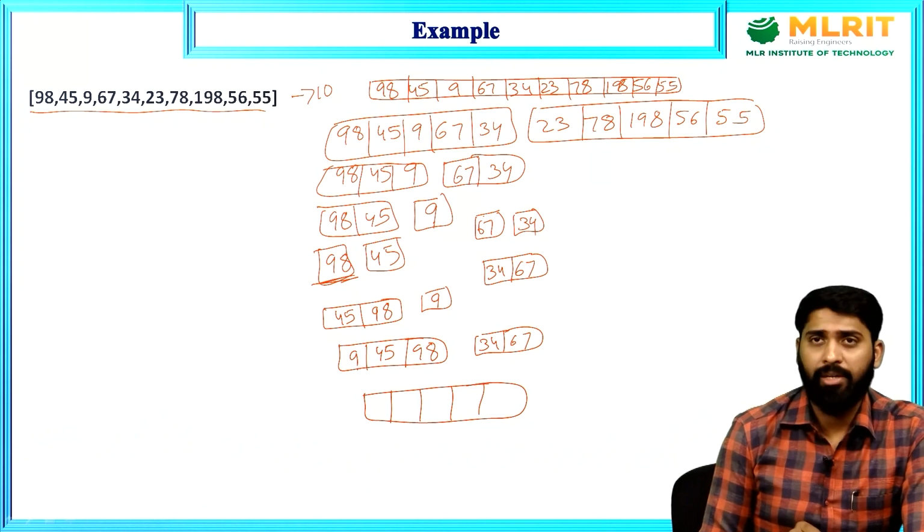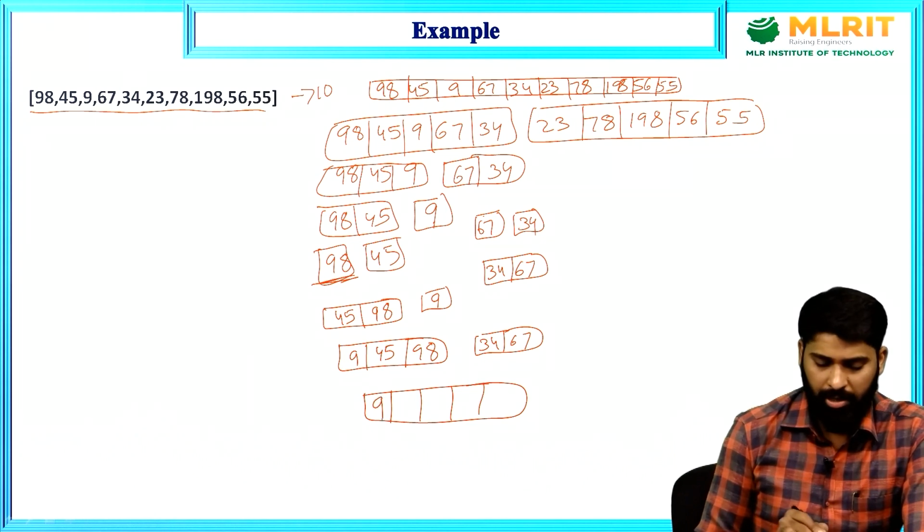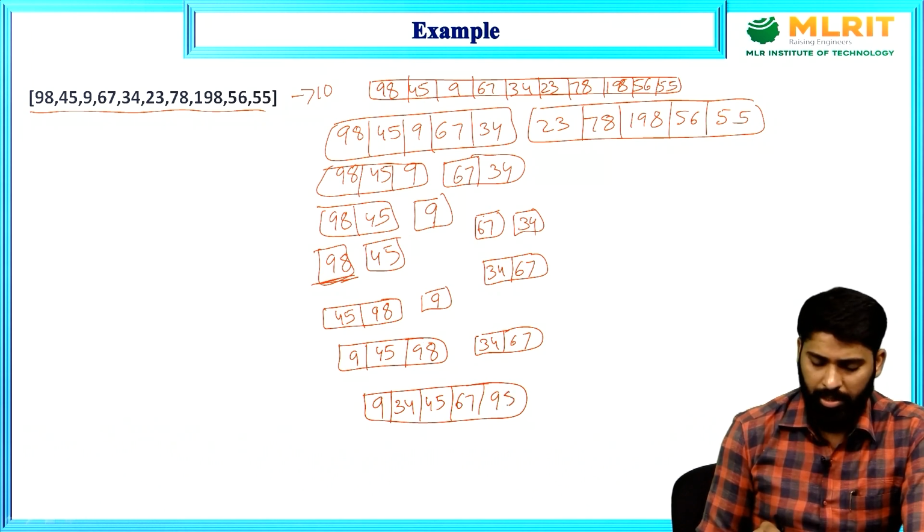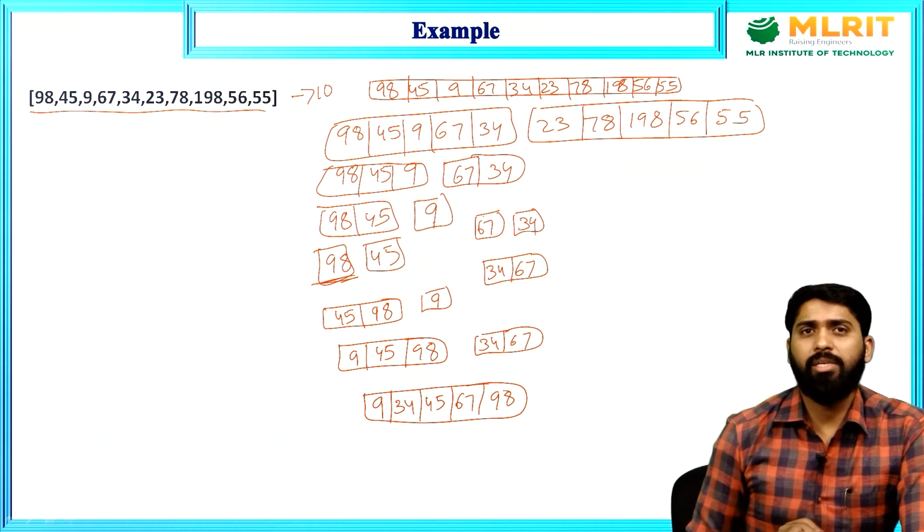So, 9 is less than 34. So, 9 here. 45, 34, which is smaller? 34. 45, 67, which is smaller? 45. 98, 67, which is smaller? 67. Now we reach the end of the array. So, the remaining element in the other array we append, that is 98. Okay, the left side is over.